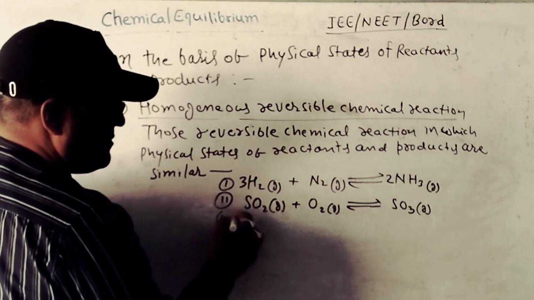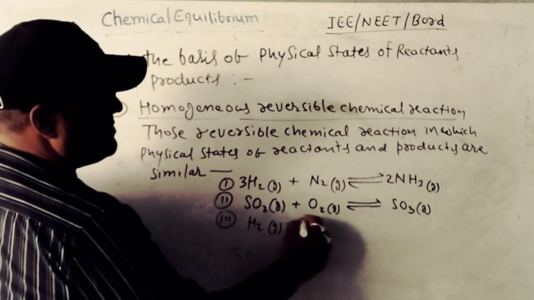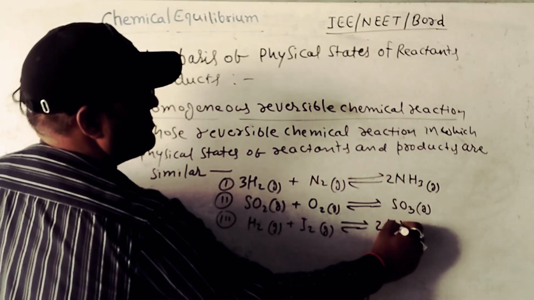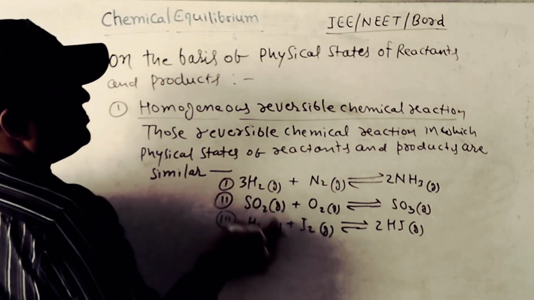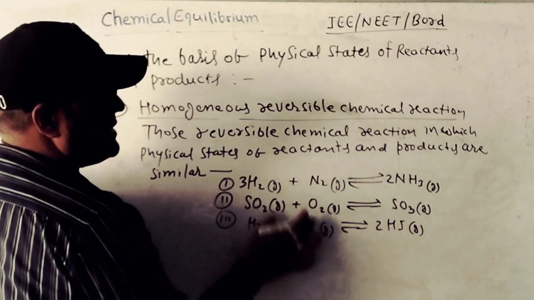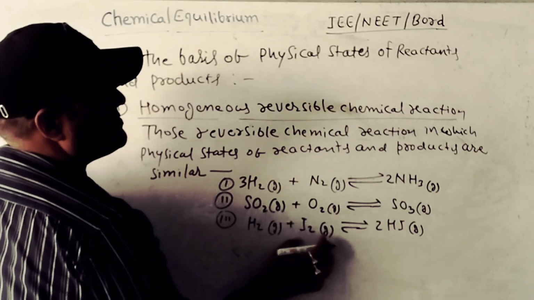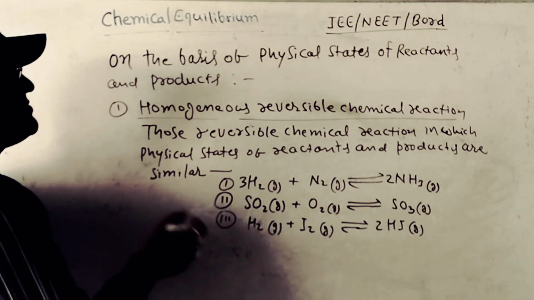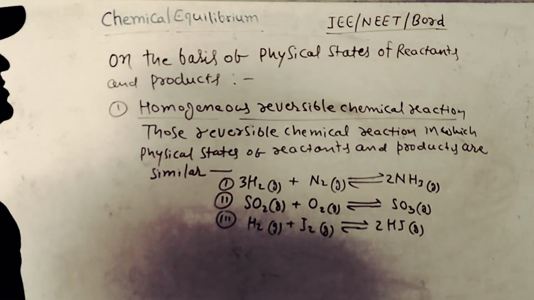And after that we can observe another example. Suppose H2 gas react with I2 in gaseous state. After reversible reaction, 2 mole of hydrogen iodide gas prepare. So these are the example of homogeneous reversible reaction, because all reactants are in gaseous state and products are also in gaseous state. So if physical states of reactants is completely similar with physical states of product, so these reactions come under homogeneous reversible reaction. So you can take a screenshot. After that we will discuss about heterogeneous.